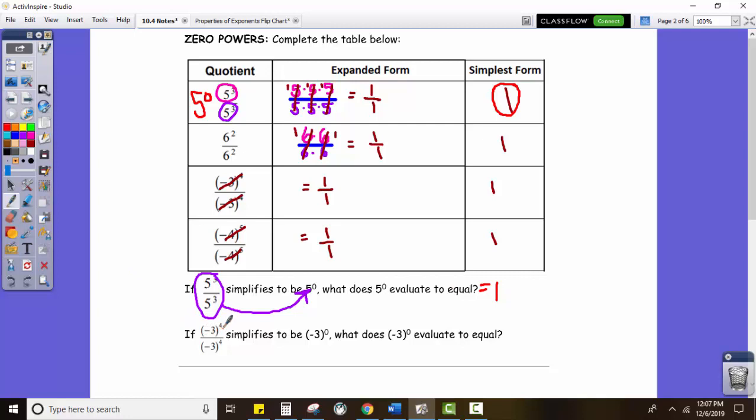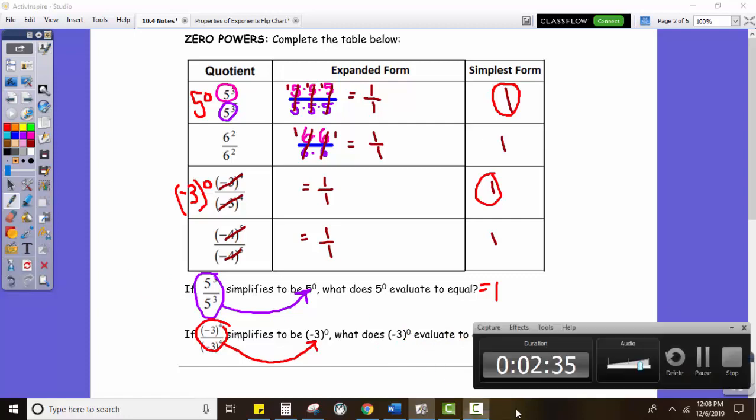Next one, if negative 3 to the fourth divided by negative 3 to the fourth simplifies to be negative 3 to the 0, another way to write that would be negative 3 to the 0. Now look at this example here. Negative 3 to the fourth divided by negative 3 to the fourth is negative 3 to the power of 0. Well, then negative 3 to the power of 0 has to evaluate to equal 1.